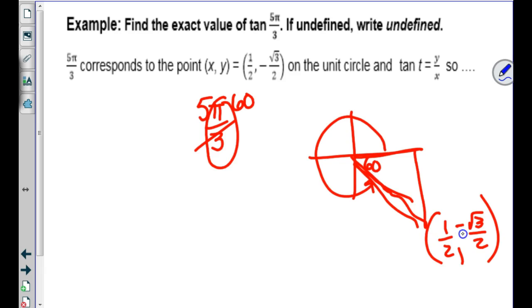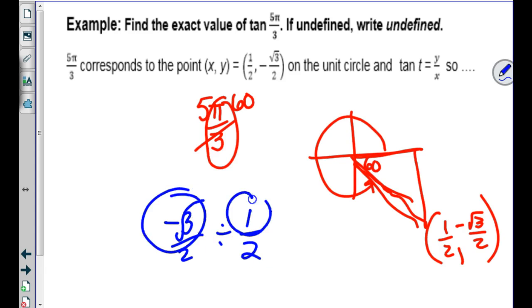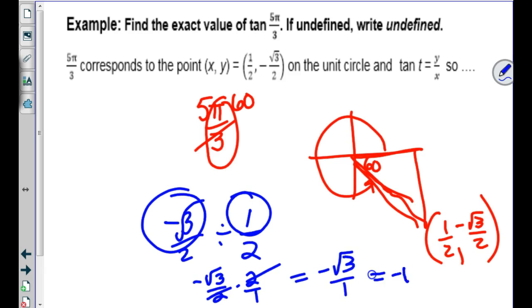Okay, guys, quick, pay attention. Y over X. Do you remember what happened when we did this? The denominators canceled, right? Because the denominators were the same when we flipped it over, they divided out. So we just wound up with negative square root of 3 over 1, or negative square root of 3. Okay.